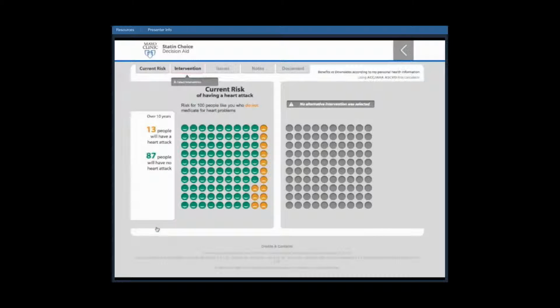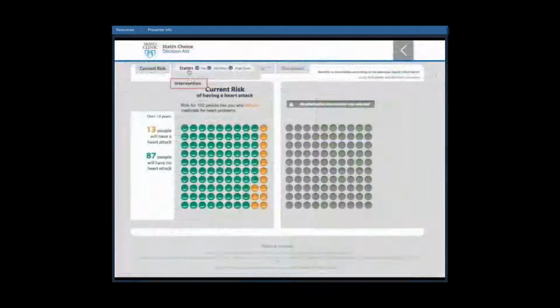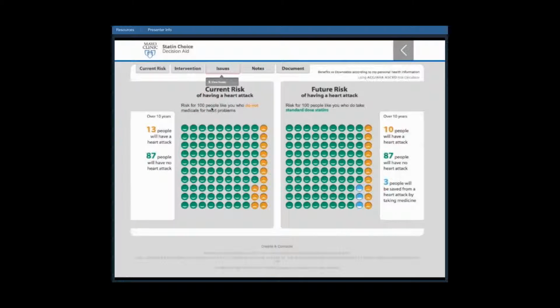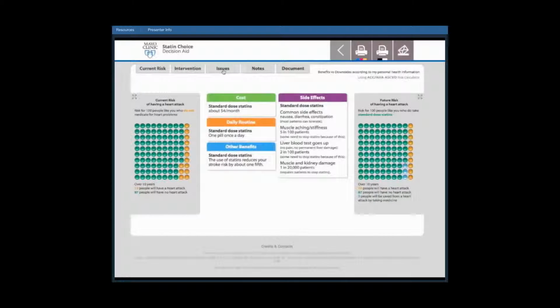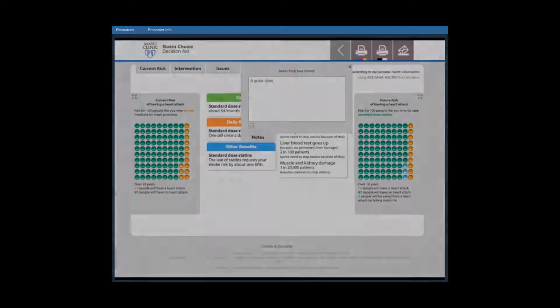After entering in the details, we can see that the patient has a 13% risk of a heart attack over the next 10 years. Looking at the guideline, we now go straight to advised moderate dose statin. By starting a standard dose statin, it decreases their risk to 10%. Of course, there are downsides as well, and those can be seen on the next tab over. Now, this particular website also allows you to enter notes, and then at the end, you can print out all of these details for your patient.